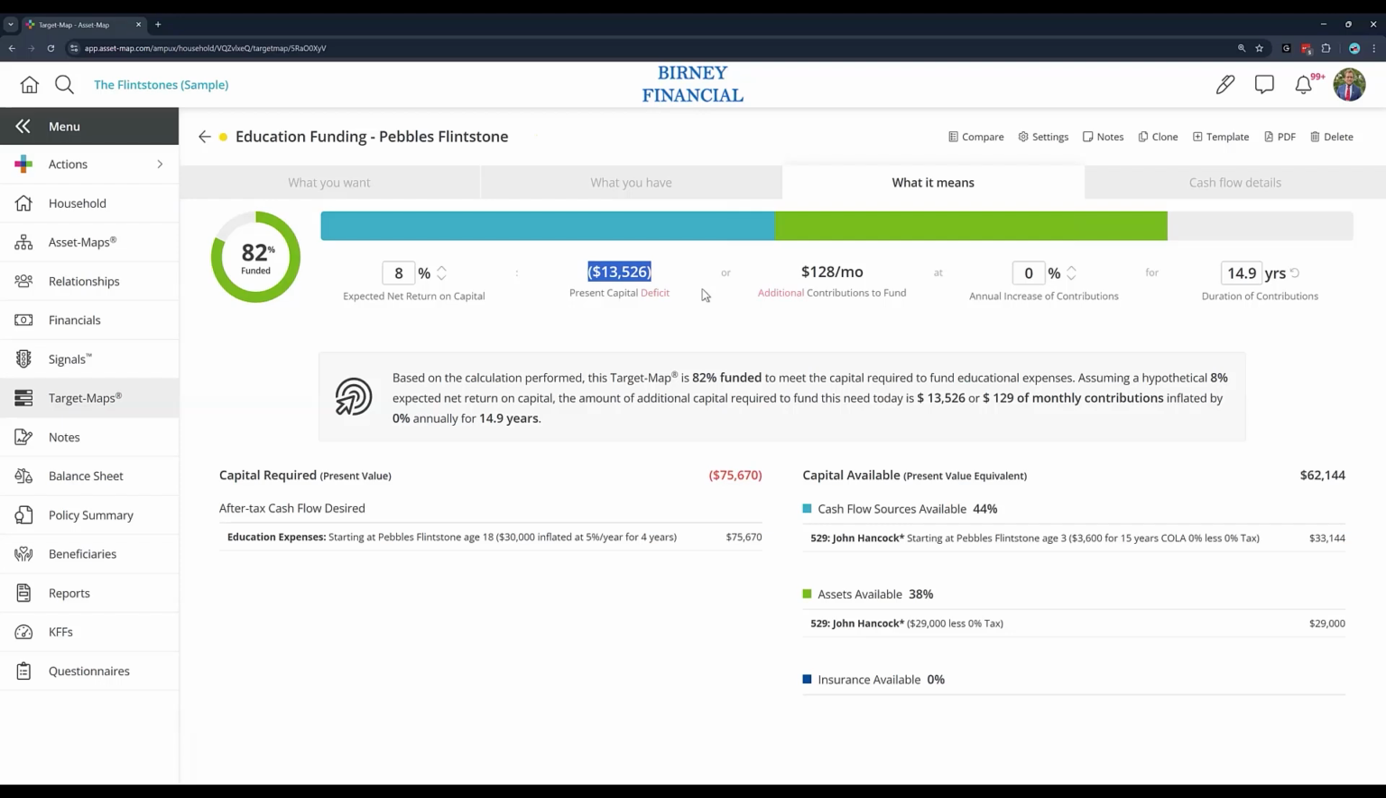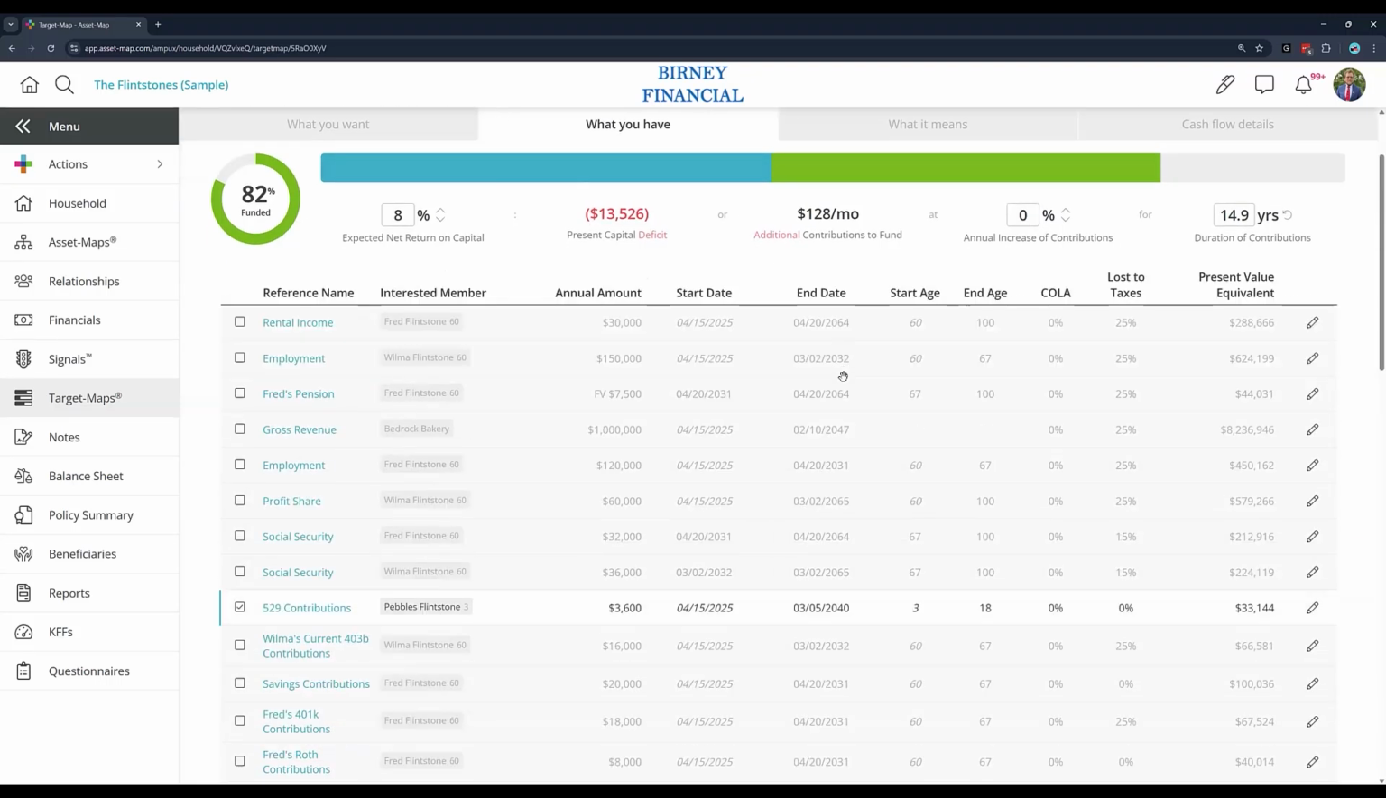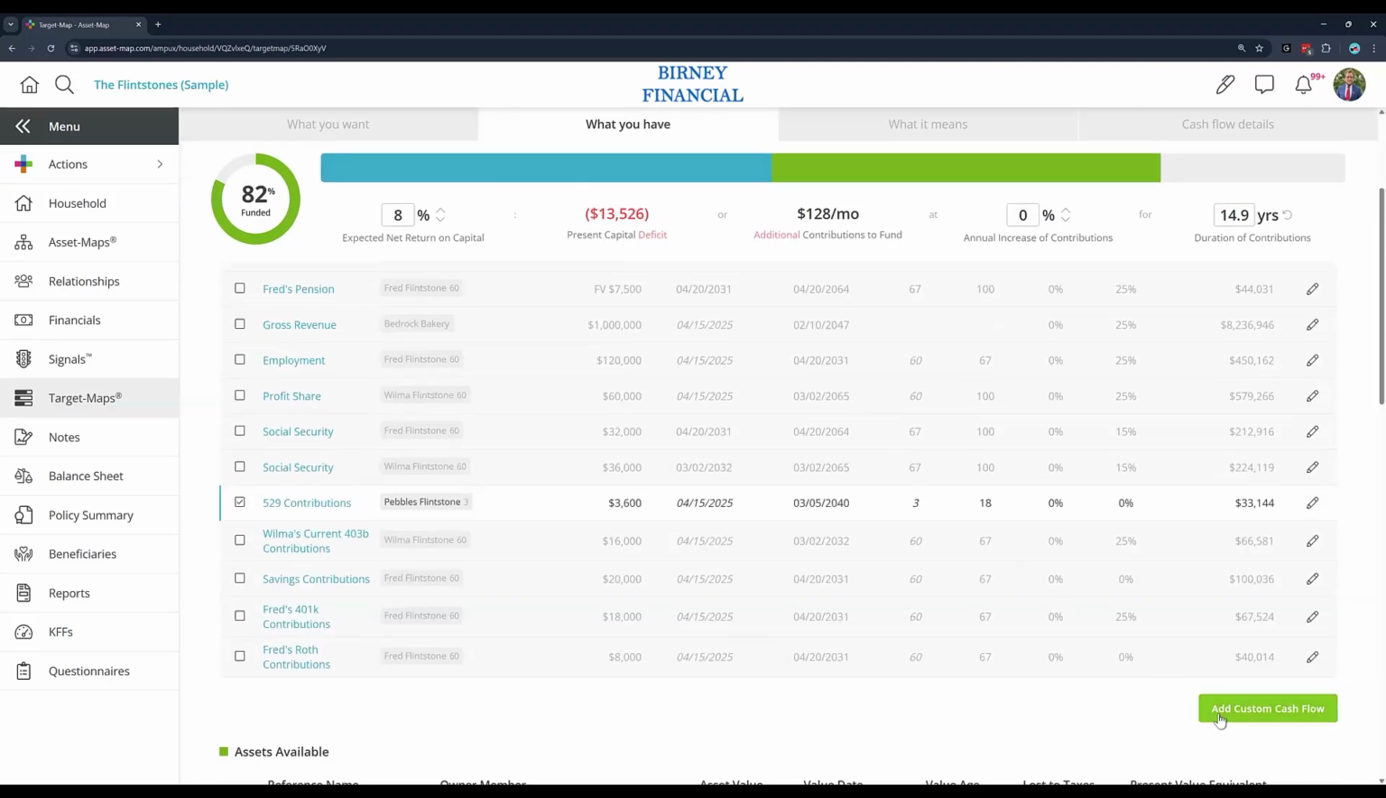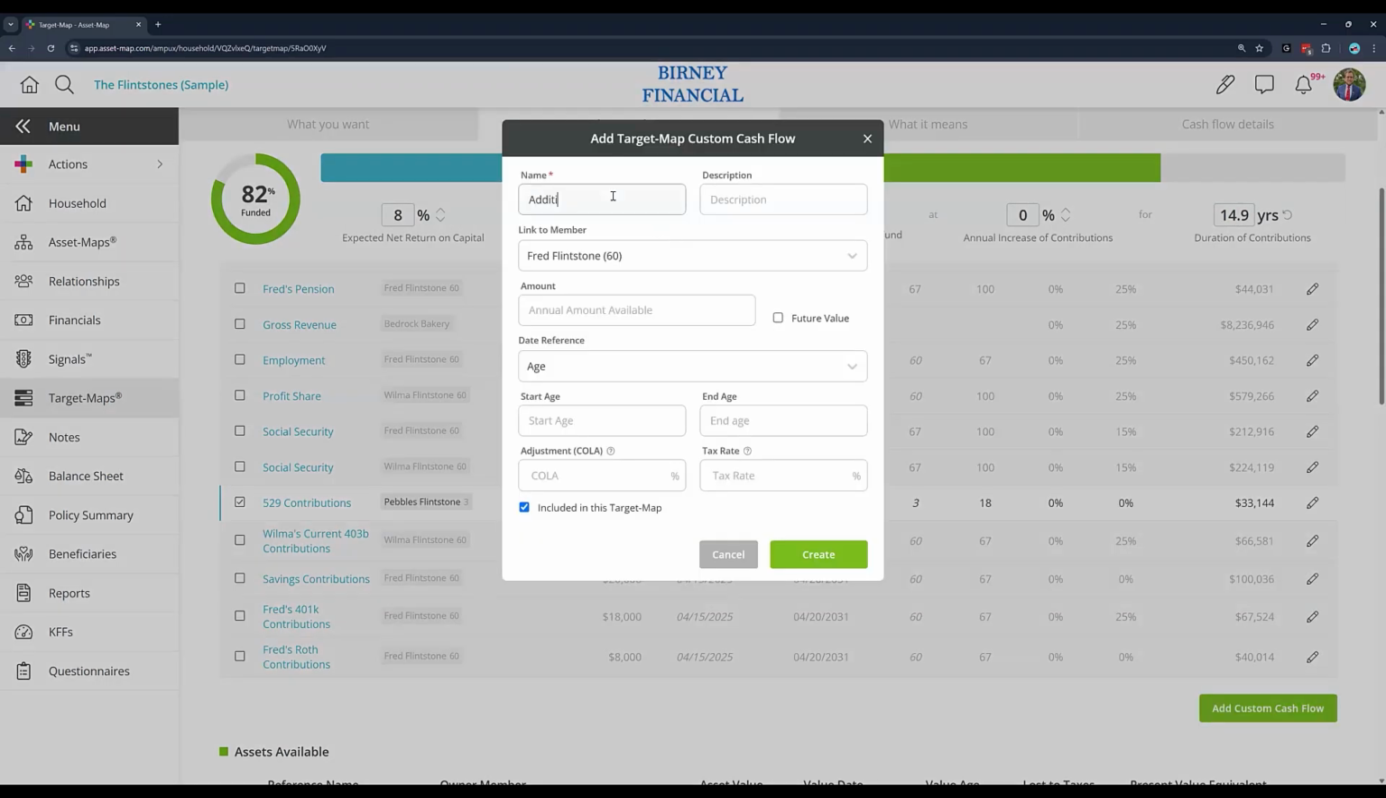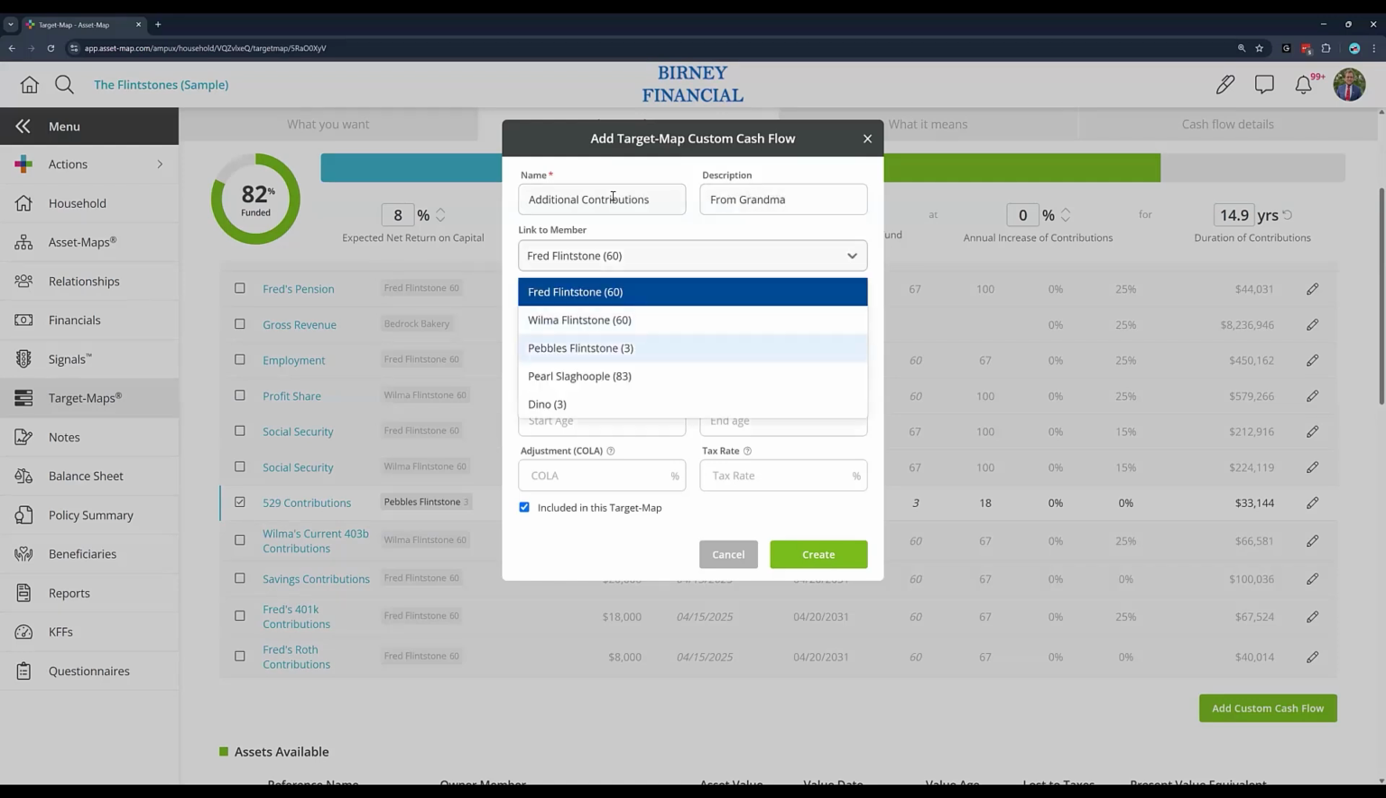But I expect Fred and Wilma will also have their own inputs. Hey, John, we've got Wilma's mother coming into town next week, and she wants to start contributing money to this plan. Can you show what this looks like if grandma kicks in $100 a month? Yes, I can. Absolutely. Easily in seconds. Go back to the what you have section here, scroll down, and we can add in our own custom cash flows. What if grandma gives us some additional contributions, call it from grandma, link it to Pebbles.